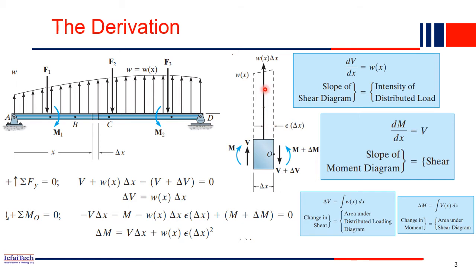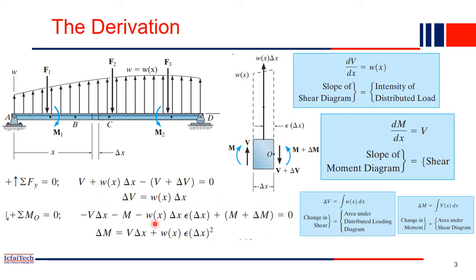So how much moment will come because of this force? Wx delta x into epsilon delta x. This entire moment is generated because of this concentrated force. Last is this moment acting, and this moment is anti-clockwise. Anti-clockwise means positive, so that is positive M plus delta M. The entire sum should be equal to 0.